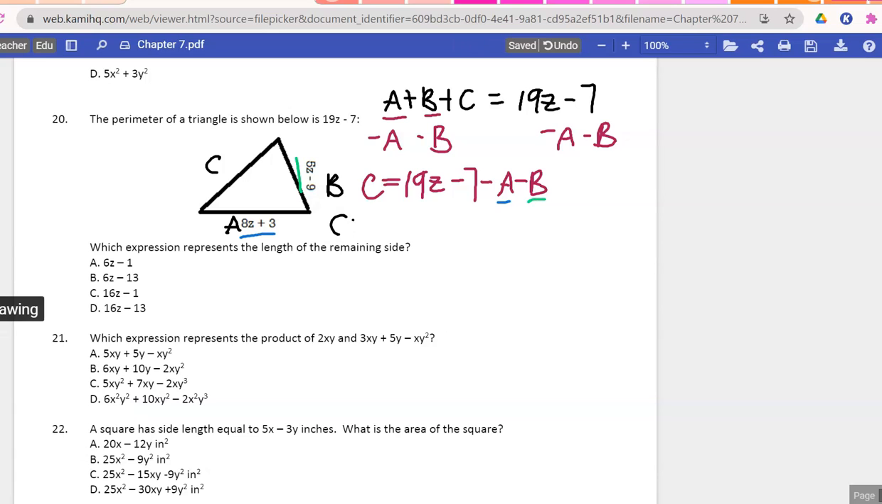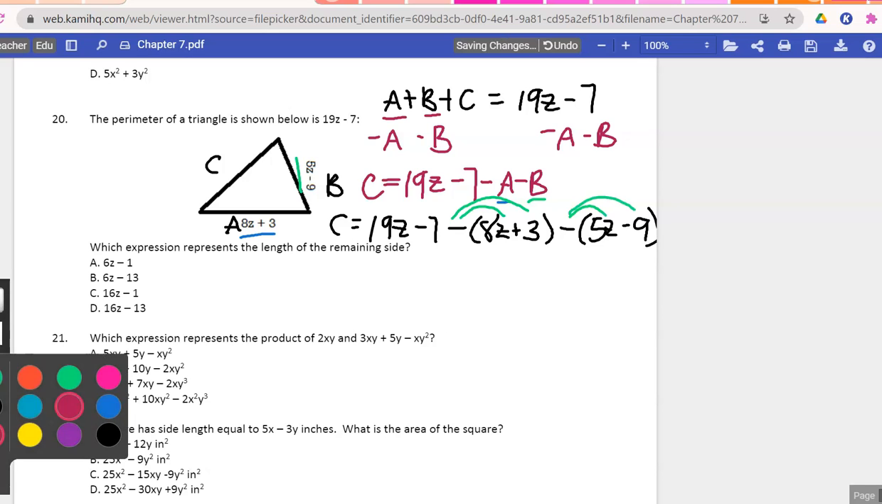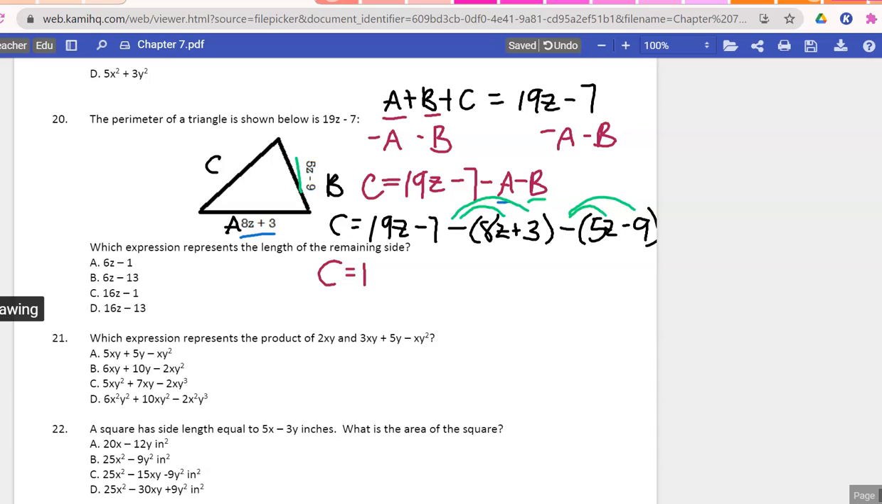So when I do that, C equals 19Z minus 7 minus (8Z plus 3) minus (5Z minus 9). From here, change your signs in both your second sets of parentheses since you're subtracting them. And C is going to be equal to 19Z minus 7 minus 8Z minus 3 minus 5Z plus 9.